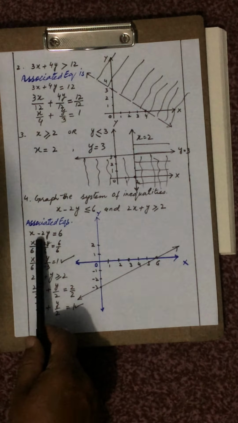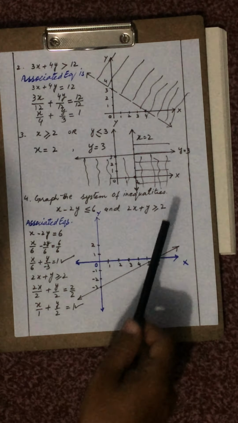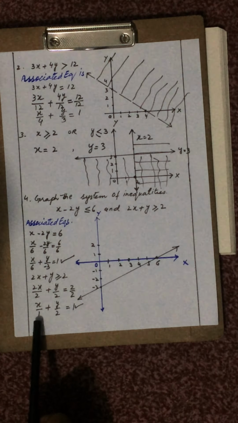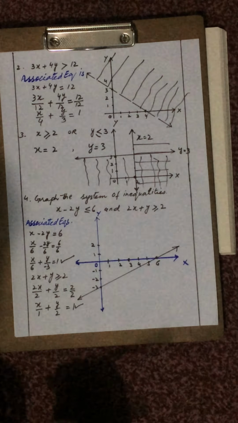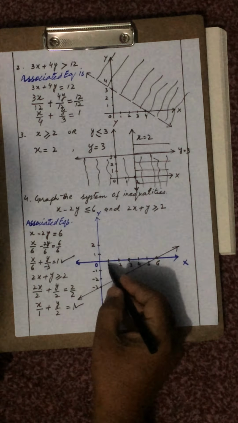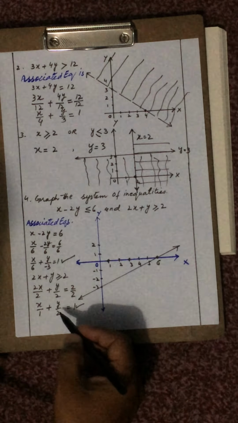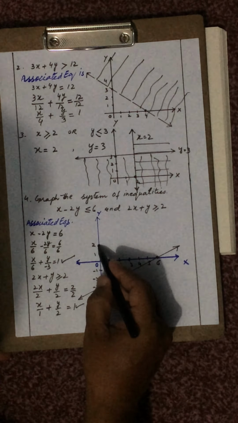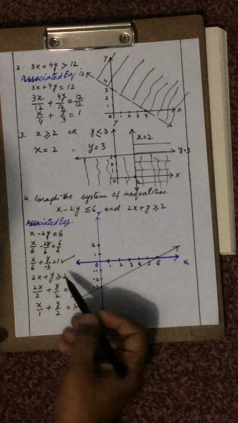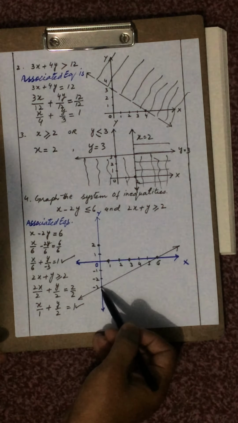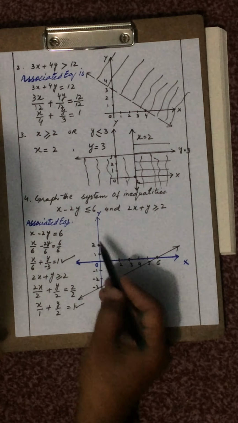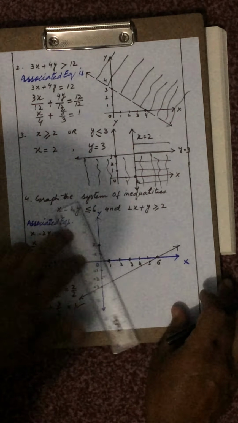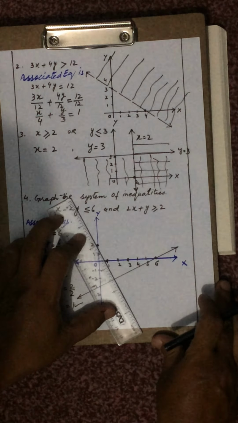Now the graph of 2x plus y equals 2. To draw the graph of this equation, we take a point on the x-axis at 1 and on the y-axis at plus 2, not minus. There is minus 3 before, so we went downward at minus 3. Now this is plus 2, so upward. So we join these two points.